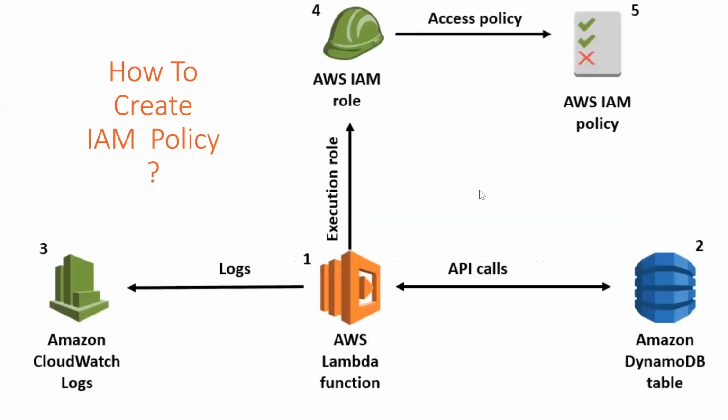Then let's see how to create an IAM policy. In order to create your IAM policy, first you need to decide the resource, like you can define an AWS Lambda function in which you define the role, the AWS IAM role. The AWS IAM role over here will have the various authorizations that it can perform.